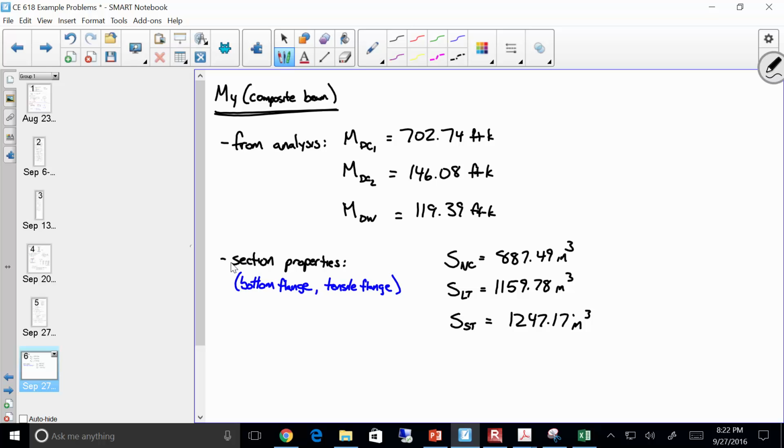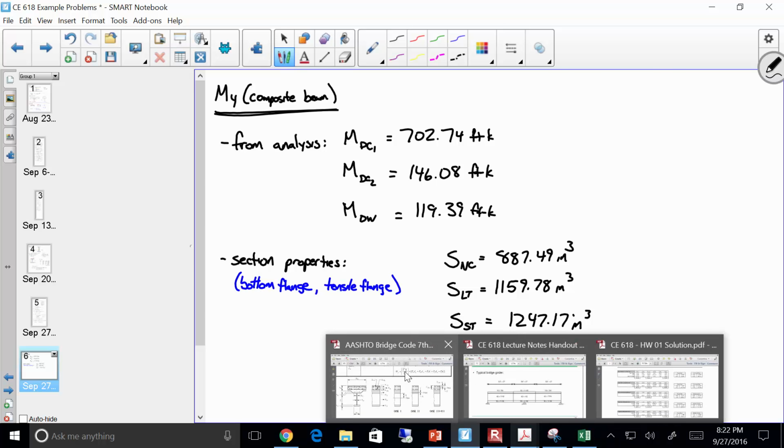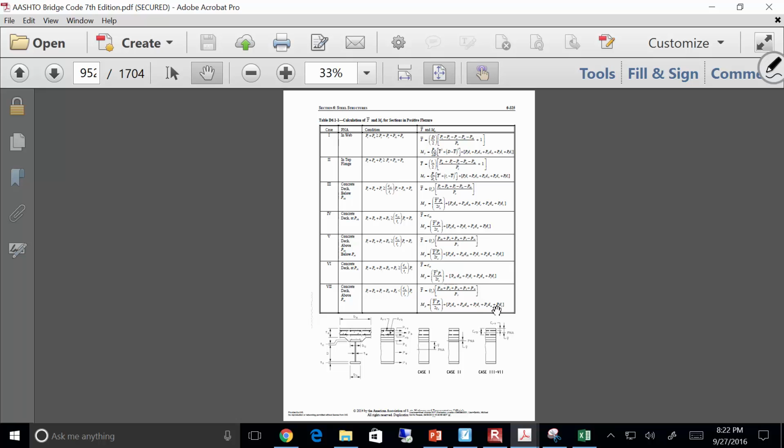I've got moments from my structural analysis, and I've got my section properties from the spreadsheet that I developed way at the beginning of the semester. All right, so far, so good? I propose to you, here's what's going on. Let me go back to the specs. I'm in that Appendix D.